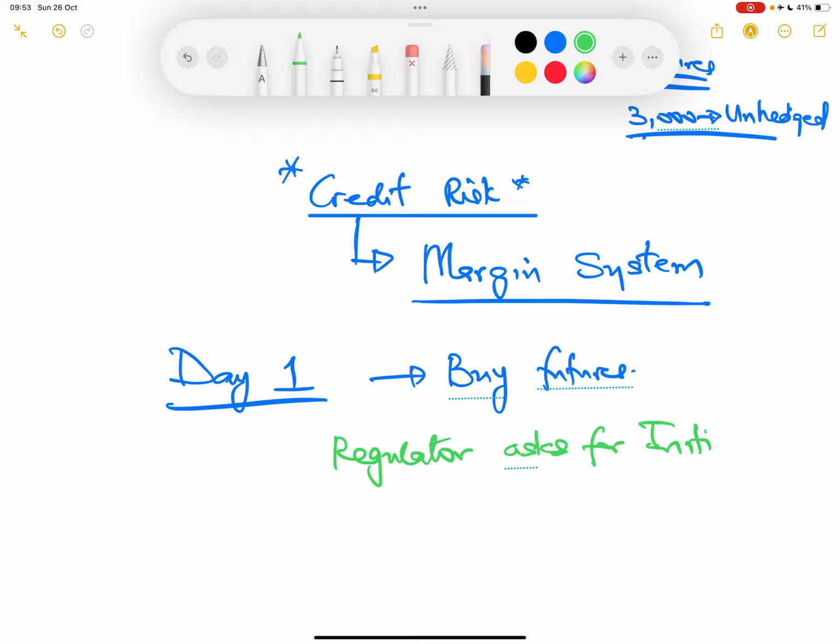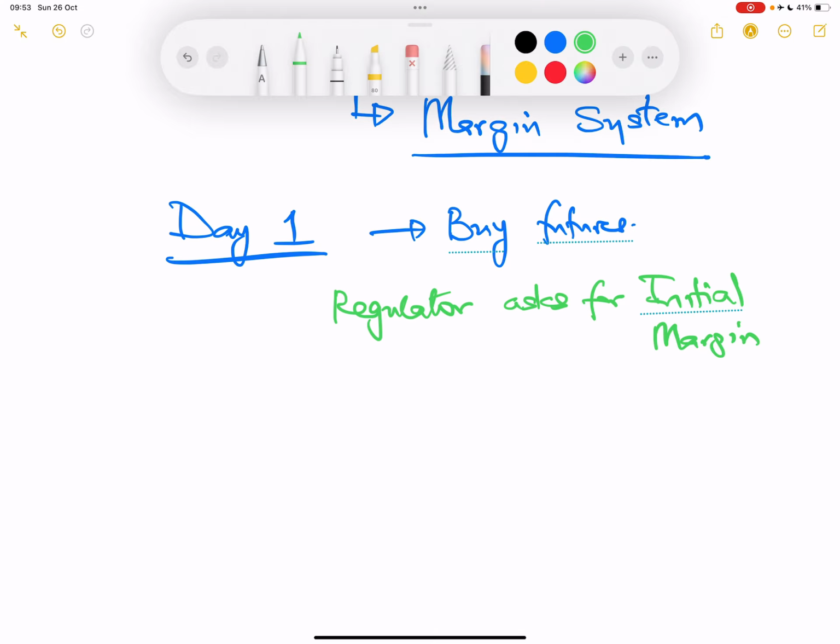Initial margin is a deposit, it's a money deposit. Usually at a particular percentage of the contract, which the regulator will state. So they will say, bring $10 million, for instance, as your initial margin. And what is that for? That is used to cover any future loss.